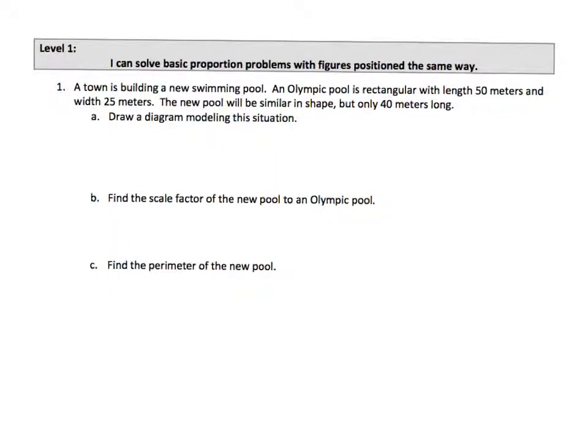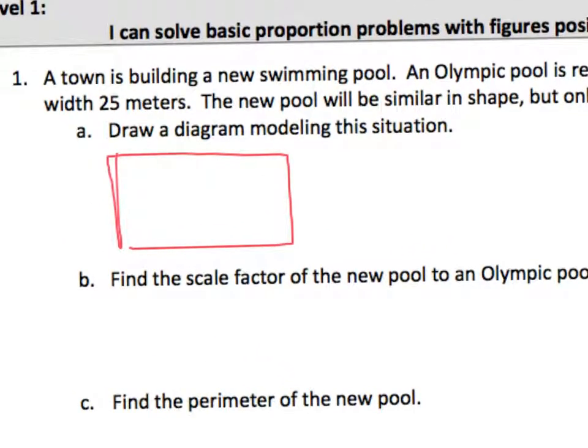All right, 7.2 level 1 is solving basic proportion problems with figures positioned in the same way. So number 1 says a town is building a swimming pool. An Olympic pool is rectangular with a length of 50 meters and a width of 25. So let's go ahead and draw a rectangle. So the length is 50 and the width is 25.